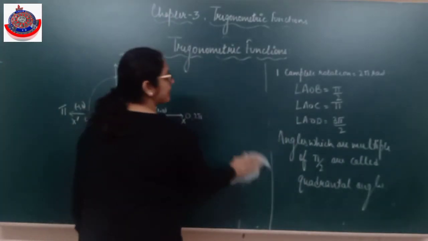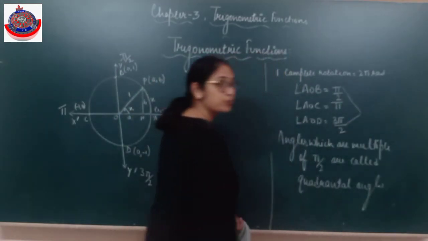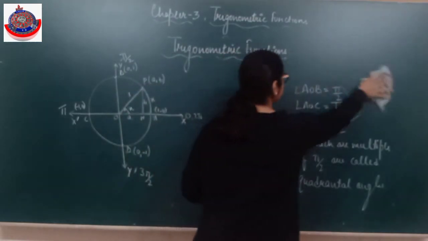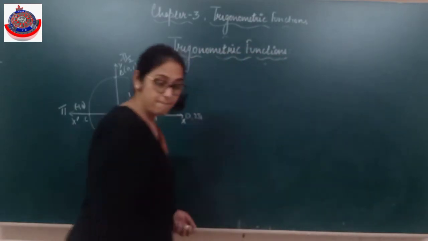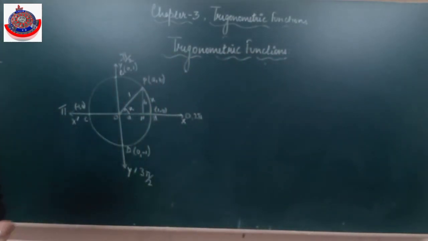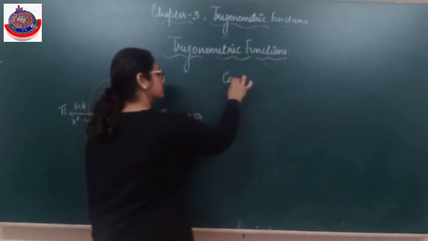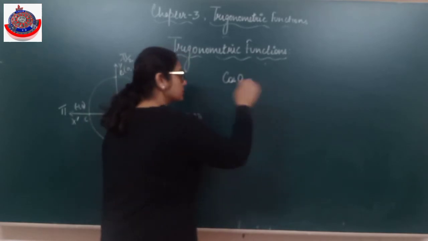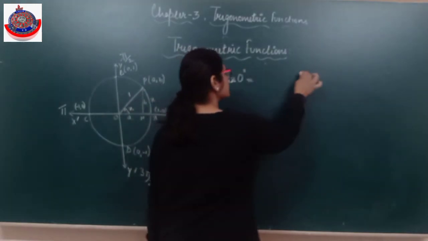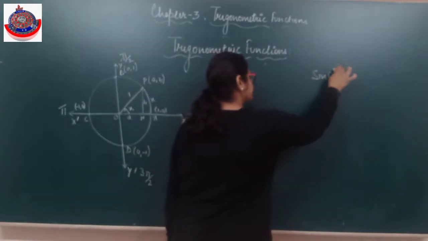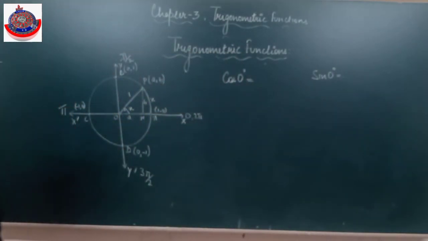Now let's find the values. Quadrantal angles are these multiples of pi by 2. I'll find the value of cos and sin, and the rest we can derive from there only. Let's start with 0. Cos 0, and then I'll find the corresponding sin 0. Here 0 is in degrees. Now cos 0.